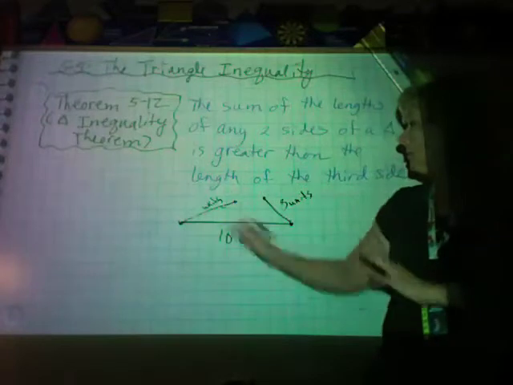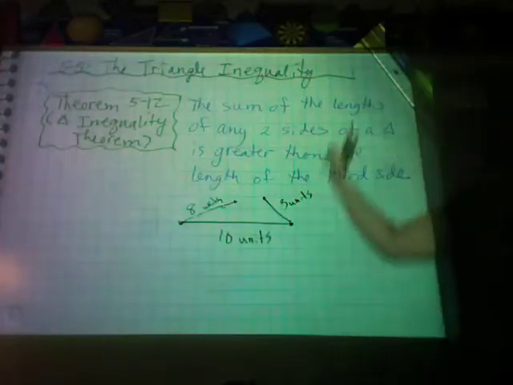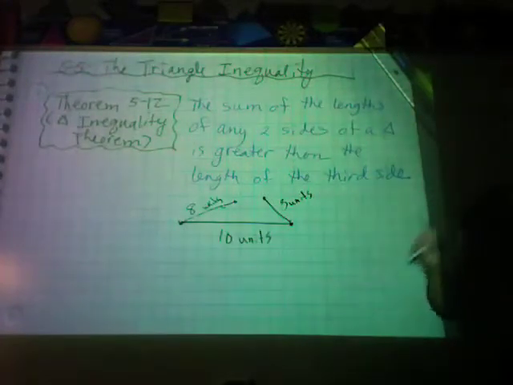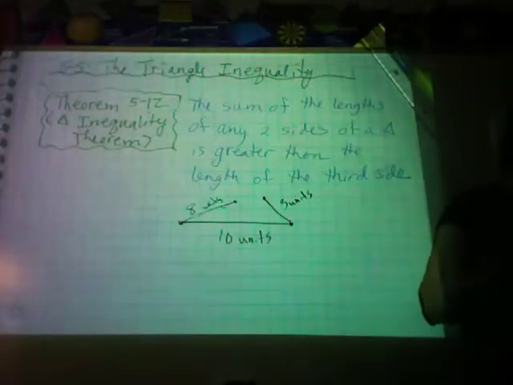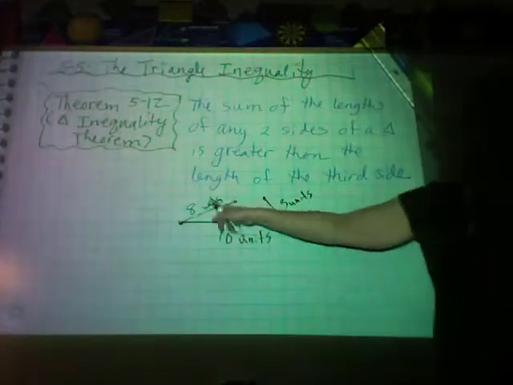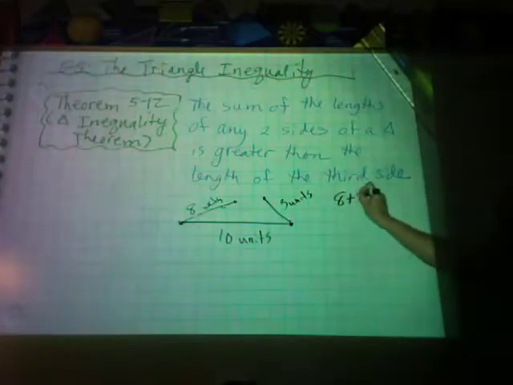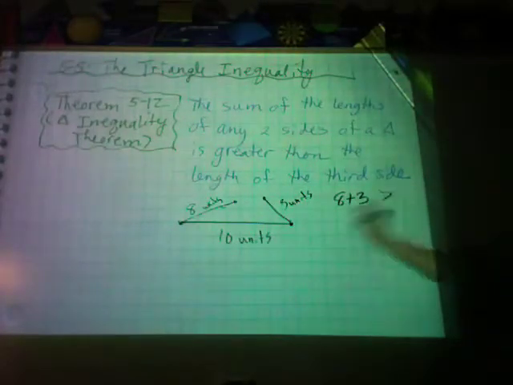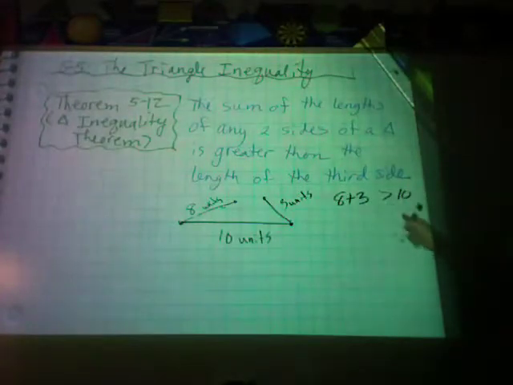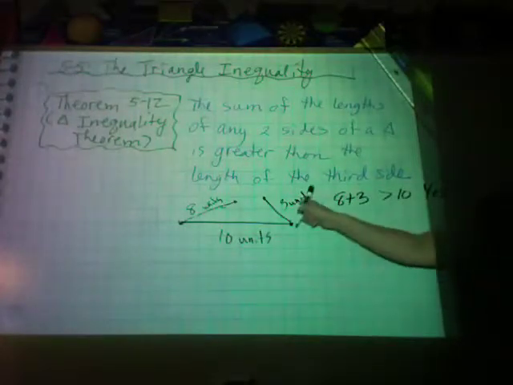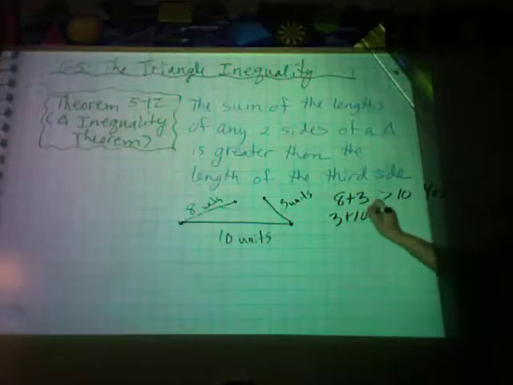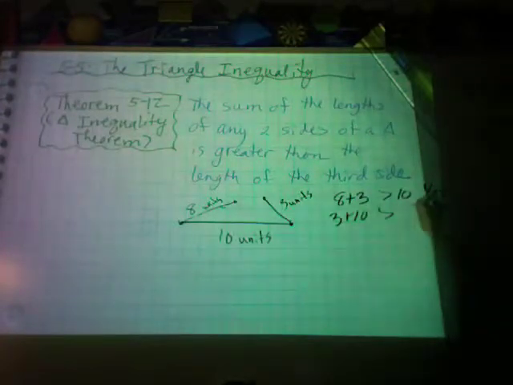So let's choose 8. According to this theorem, any 2 sides added together had better be bigger than the third side. So I've got 8 plus 3. Is that bigger than the third side, 10? Yes. What's 8 plus 3? 11. 11 is bigger than 10. So yes, but all 3 have to work. So the other 2 I could put together would be 3 and 10. They have to be bigger than the third side, in this case 8. 3 plus 10, 13. Isn't 13 bigger than 8?